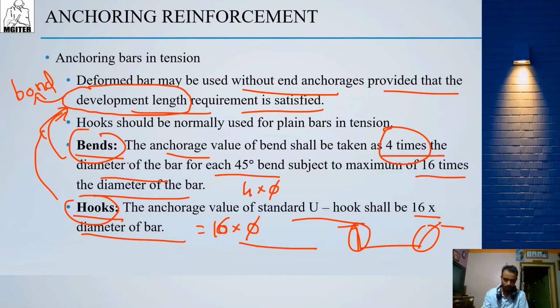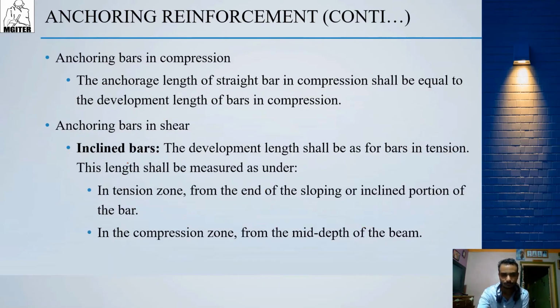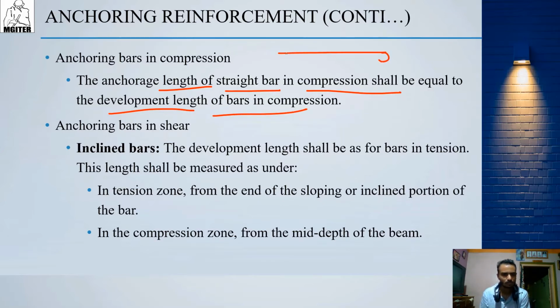Okay, for this we require the hook in the reinforcement. For a bar in compression, the anchorage length of a straight bar shall be equal to the development length of a bar in compression. So in compression we provide a straight bar, almost no hook will be provided. In the compression zone there are no bent-up bars, so only straight bars are there.